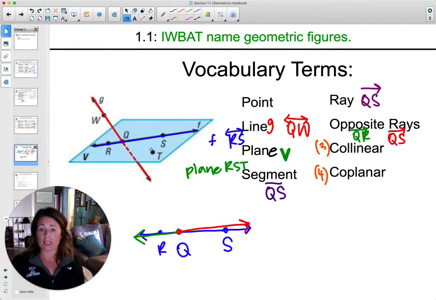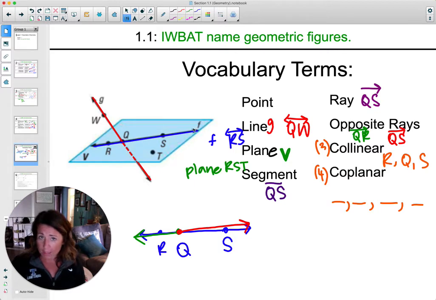So if you're trying to name collinear points, pick the 3 points, R, comma, Q, comma, S. You're naming those 3 separate points. For coplanar, you're naming 4. So you should have 4 points labeled out here, 4 capital letters, all on the same plane. So all on this blue plane.